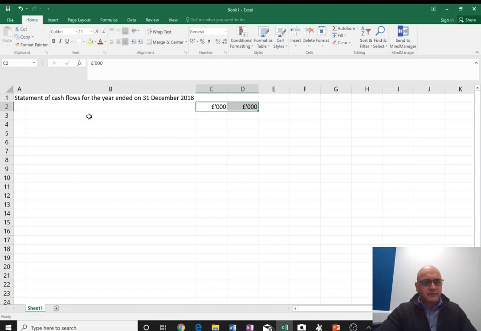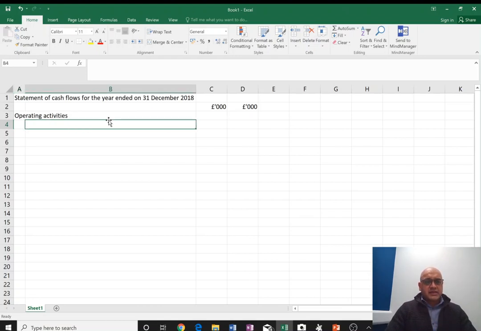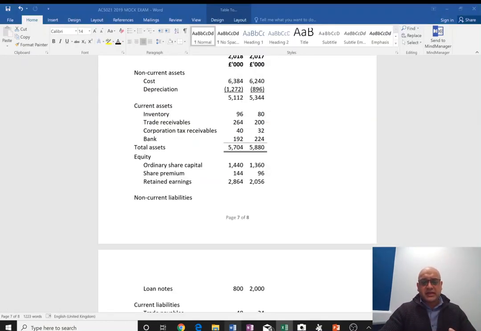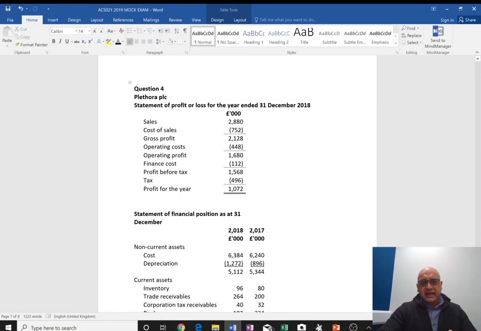Okay. So the very first category of the statement of cash flow is going to be the operating activities. So we'll start with operating activities. I'm not going to write in full, just giving a title. Right, so what do we have in operating activities? Remember, we are using the indirect method. So what we want to do is turn the profit given in the statement of profit or loss into cash profit. So we're going to be working backwards.